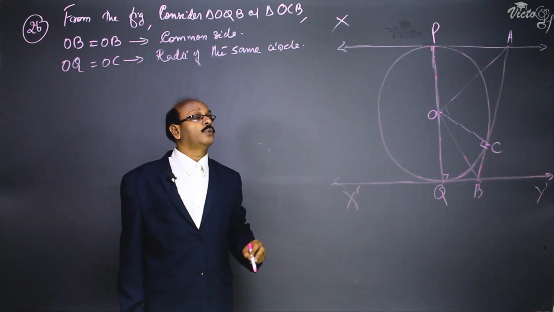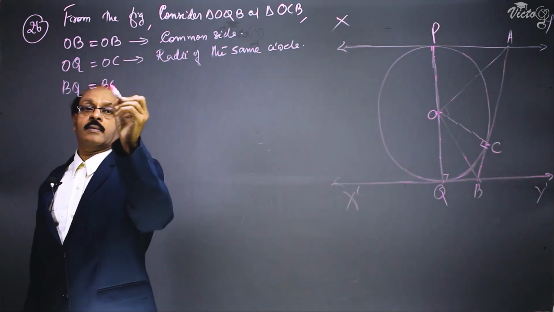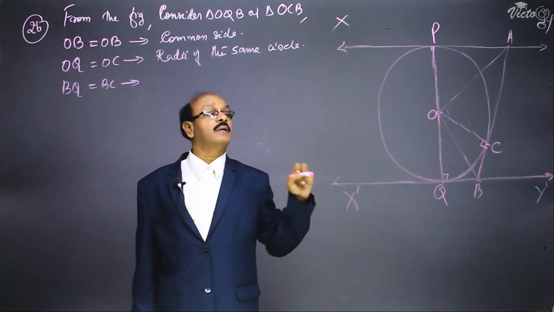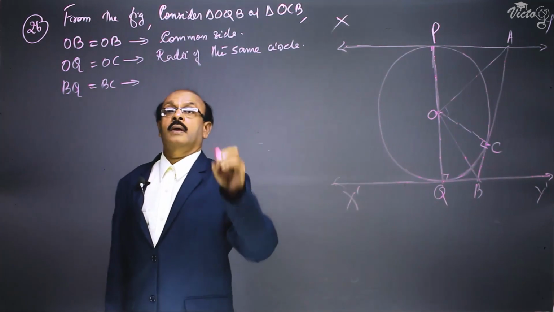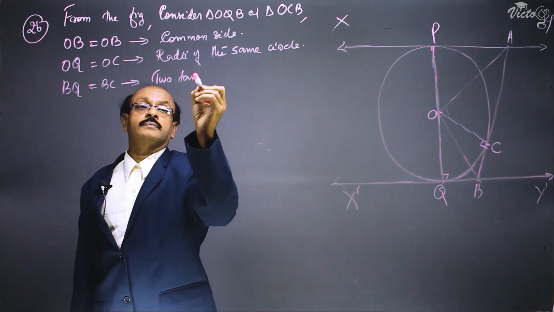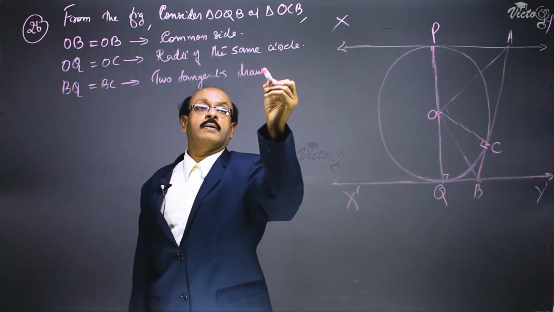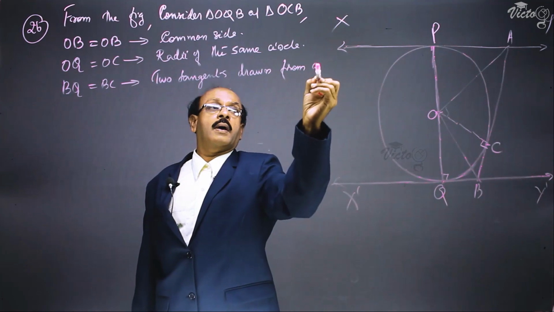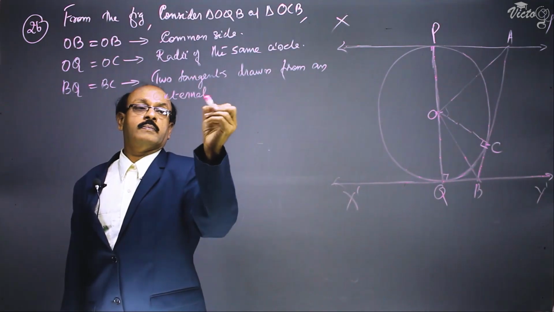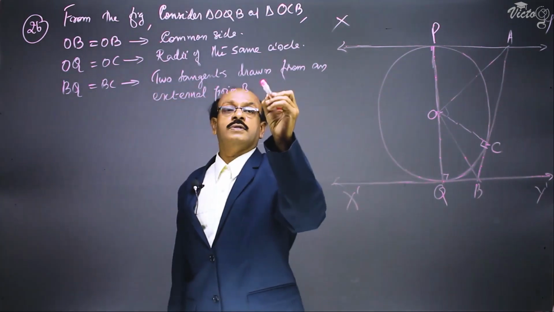Now, BQ is equal to BC. The reason: BQ and BC are two tangents drawn from an external point B to the circle.